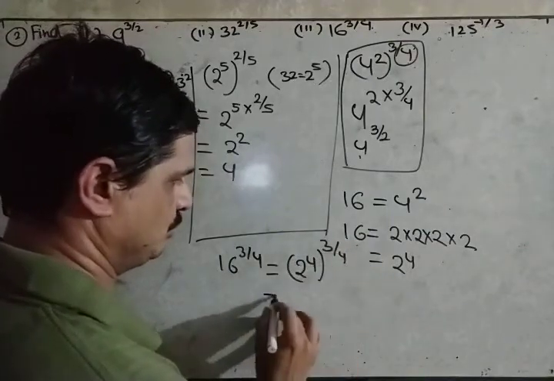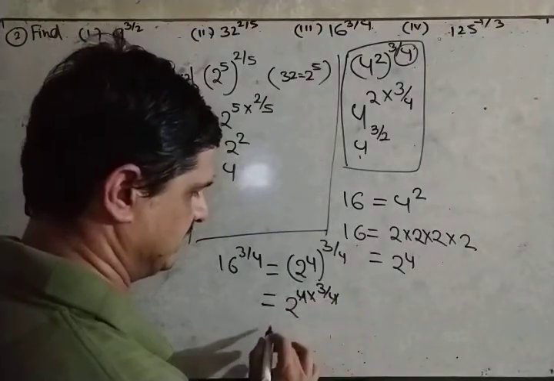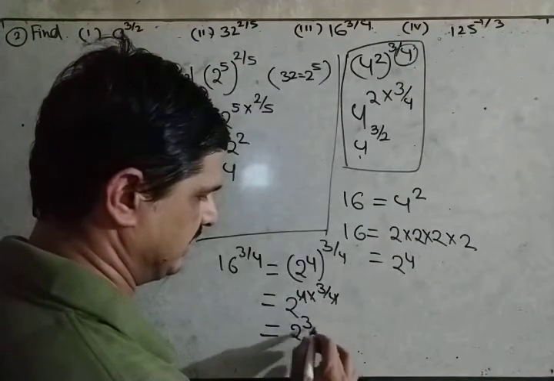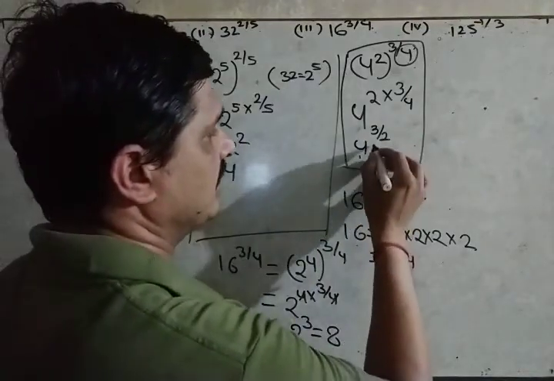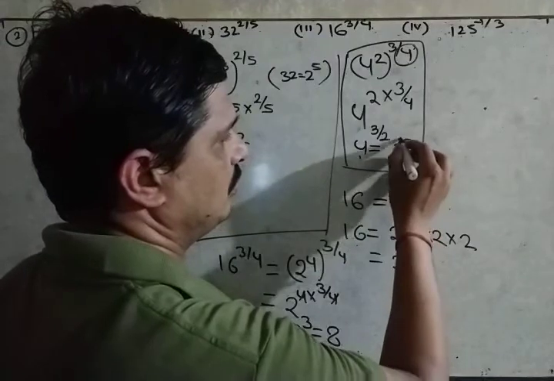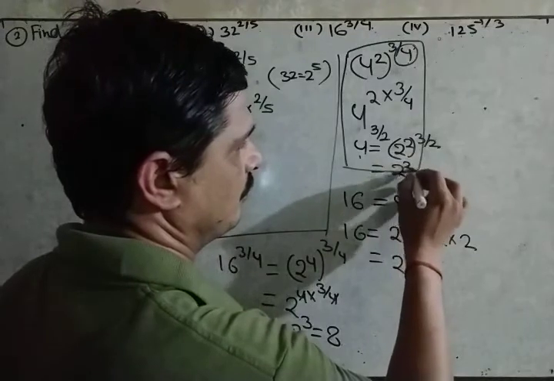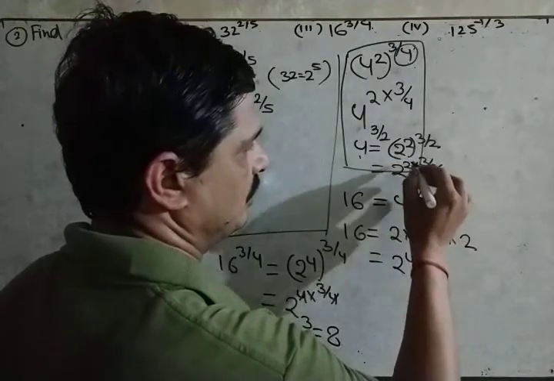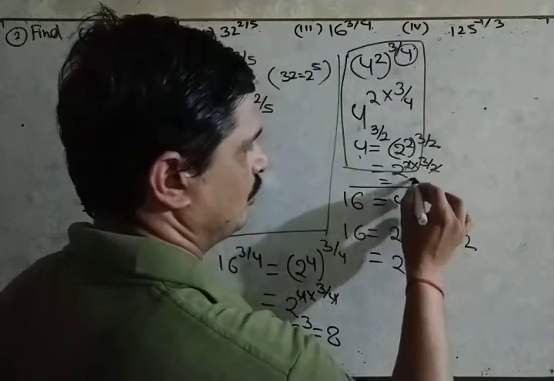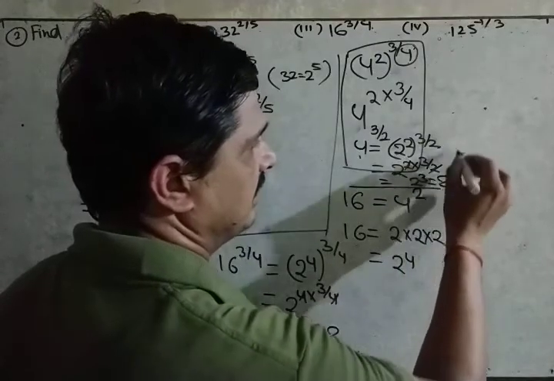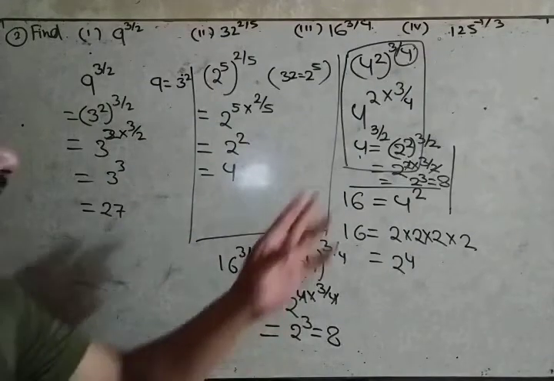This is the best approach. 4 can be cancelled out, and you will get 2 to the power 3, that is 8. Although you can also convert to 2 raised to the power 2, and then 2 and 2 cancel out, and 2 raised to the power 3 equals 8. But this is a better approach. This can also be counted as true.